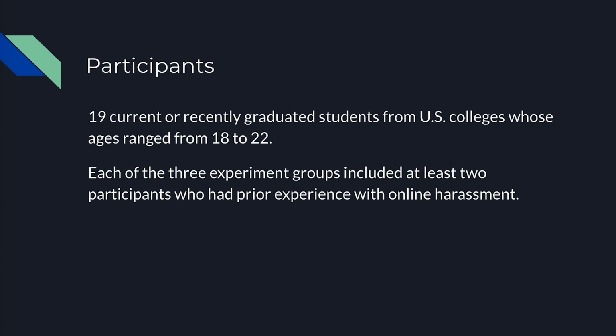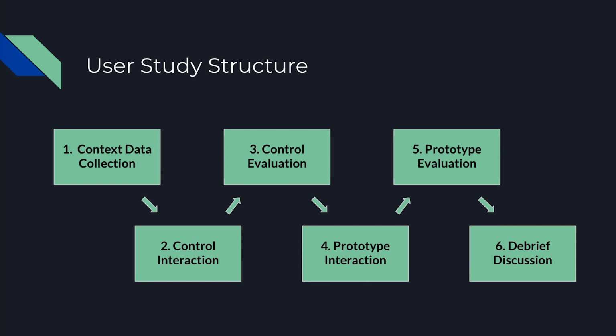We recruited 19 participants for our study, all of whom were current or recently graduated students from U.S. colleges. Each of the 3 experiment groups included at least 2 participants who had prior experience with online harassment. For each interview, participants were first asked to complete an anonymized form that collected information about their demographics, their email habits, and their online experiences. Second, participants were asked to interact with the control email platform, i.e. the standard Gmail platform. Participants were instructed to interact with the platform as if it were their own while describing their thought process out loud for each of the actions they executed.